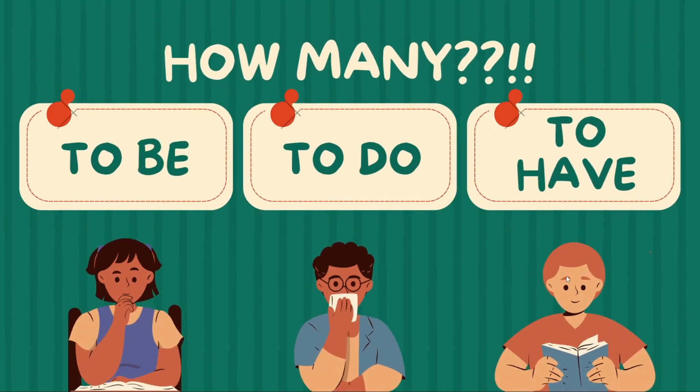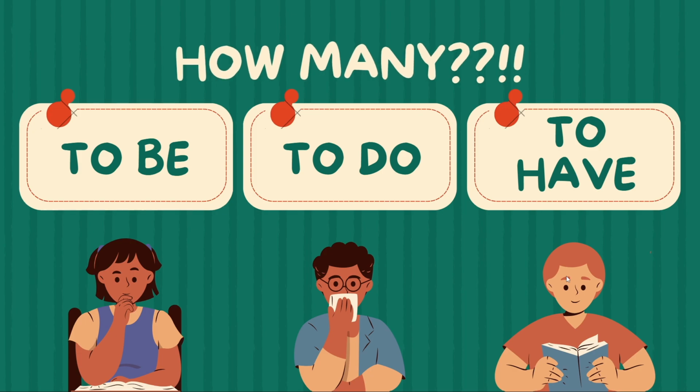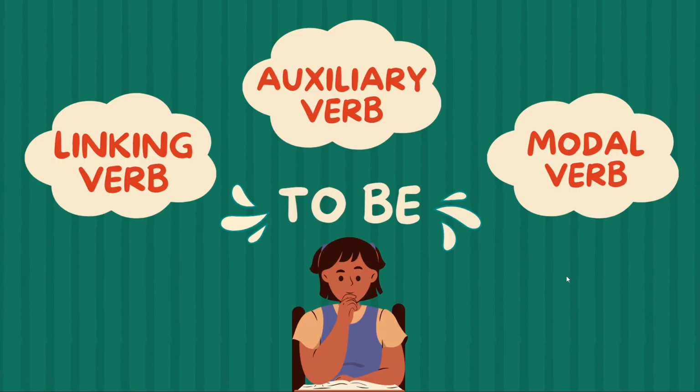Okay, so how many auxiliary verbs do we have? We have to be, to do, and to have. I'm going to explain each one to you. All of them work as an auxiliary verb, but each one has other functions too. I'm going to explain each function that they have. So let's keep moving. We're going to start with the verb to be.